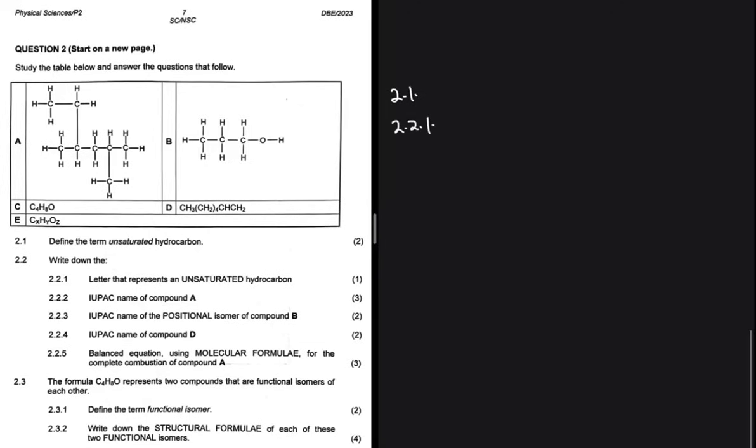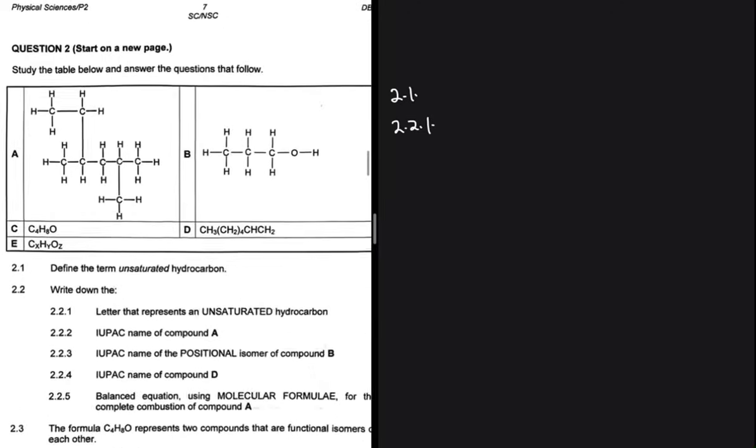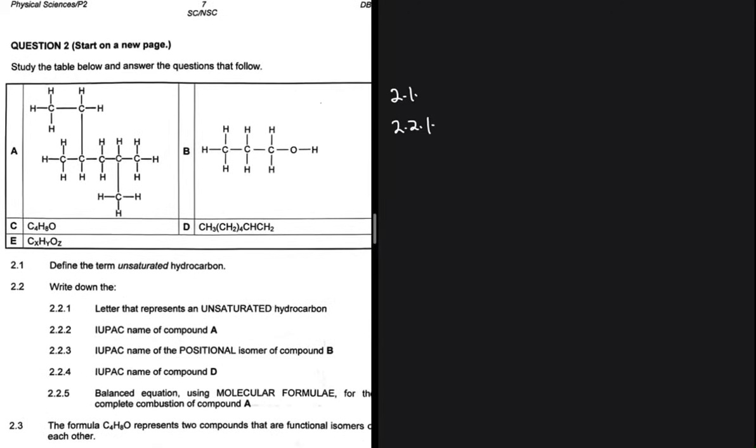2.2.1. So let's write down the letter that represents an unsaturated hydrocarbon. So now we actually have to identify an unsaturated hydrocarbon from our list of chemical compounds. So let's look at compound A. We only have single bonds, right? So compound A is an alkane. It's an alkane. It's not an alkene or alkyne. If it was an unsaturated hydrocarbon, it would be an alkene or an alkyne, right?